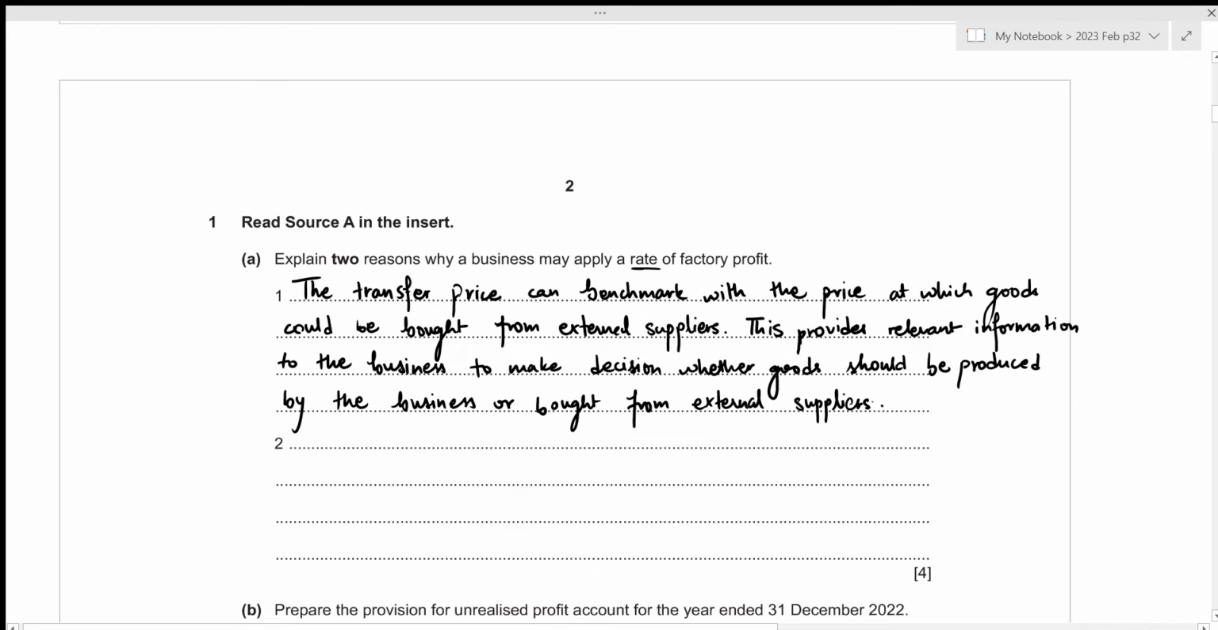Now, the second reason to apply a rate of factory profit is that it allows responsibility accounting in the business. Because if we apply a rate of factory profit, this means that the manufacturing department is also treated as a profit center. So the costs have to be controlled.